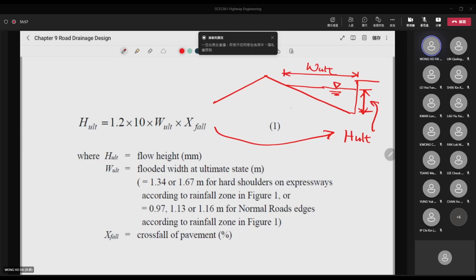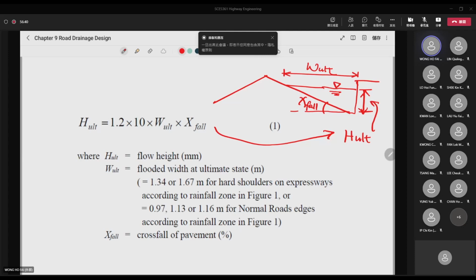And then the cross fall of the road is this one. This is the cross fall of the road, that means the slope in the perpendicular direction of the road, and then times the flood width at the ultimate limit state. And then it becomes the flow height of the road. So this is the flow height that we need to consider, and this one should not exceed the so-called curb height. Otherwise, it will cause flooding on the footway.